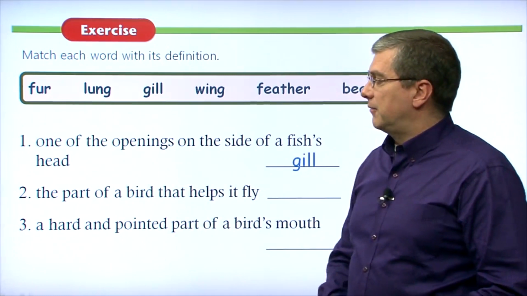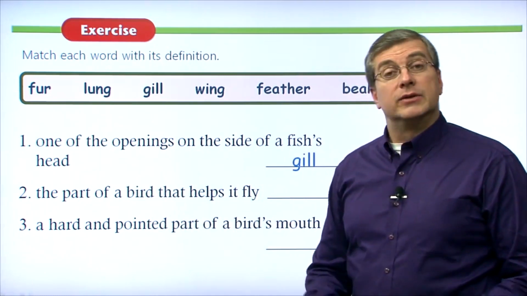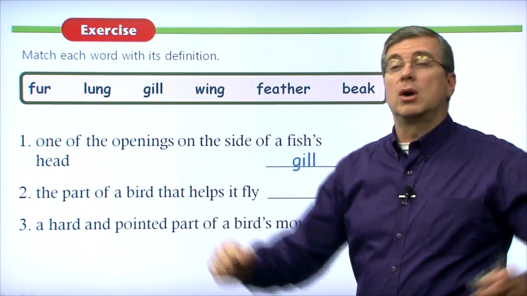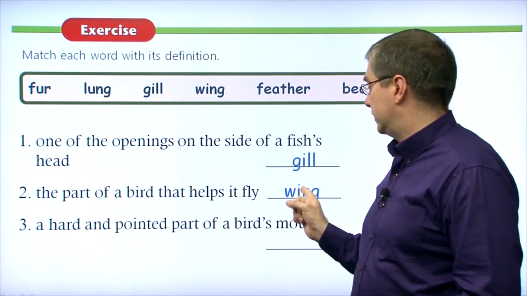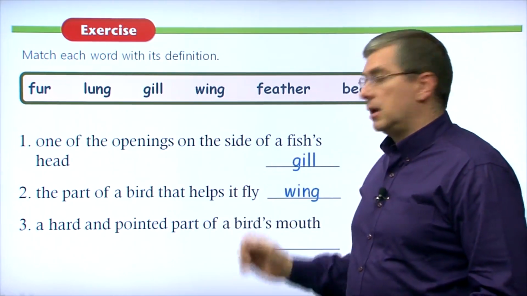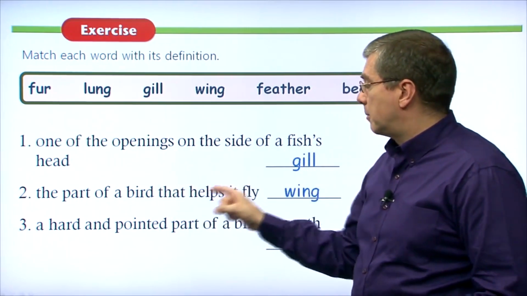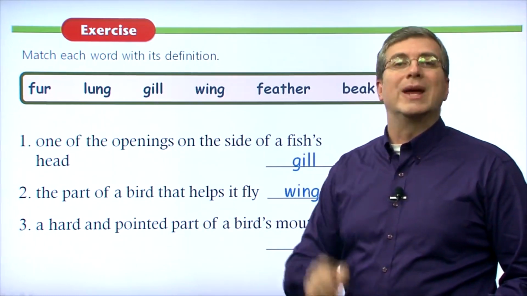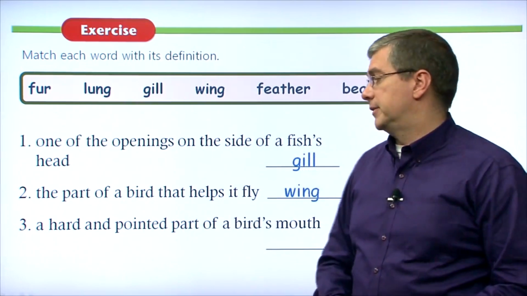Okay, number two, the definition. The part of a bird that helps it fly. So we talked about that. That's pretty easy, right? Instead of arms, a bird has what? A bird has two wings. This is singular. One wing, it has one wing and two wings. So the part of a bird that helps it fly is a wing. And of course, all birds have two wings, just like we have two arms.